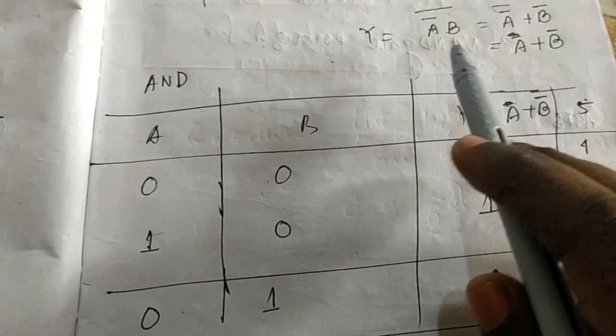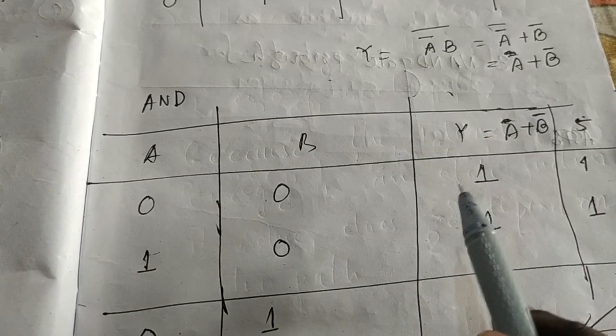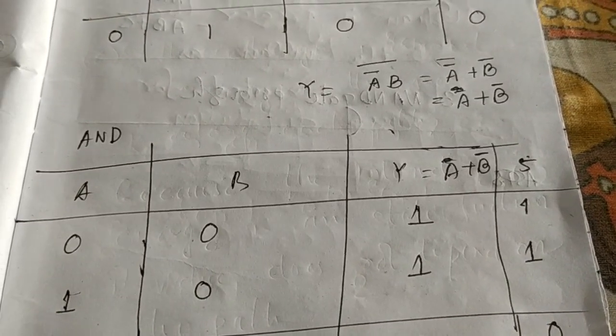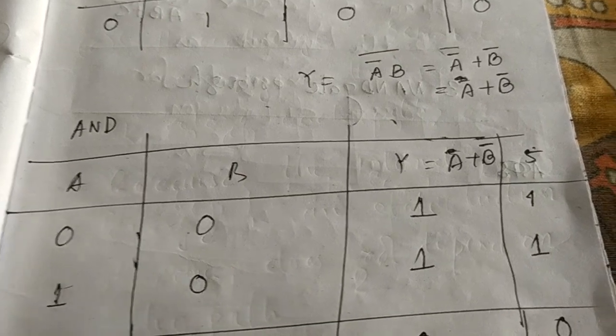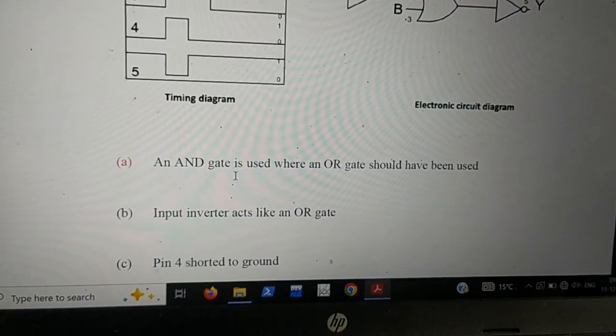Okay, so we check the option again, we substitute with an AND logic gate, and then we perfectly see that when there's 0 0, and again we simplify the expression for Y output, which is A plus B bar, we get that when we supply the input 0 0, the output Y is equal to 1, which is also confirmed by the diagram, by pin 5, which is also 1. So that means option A will be the correct answer. That means an AND gate is used where an OR gate should have been used.